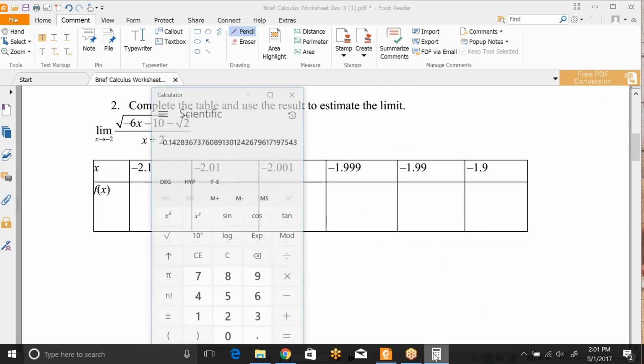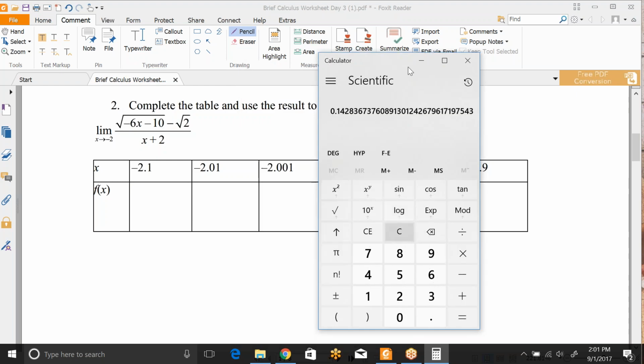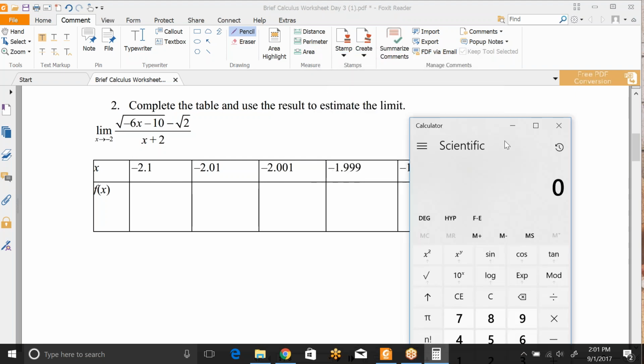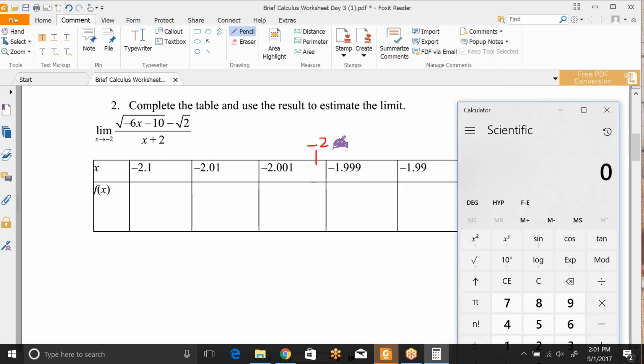So we're going to be doing complete the table and use the results to estimate the limit. That's why we're allowed to round, because it's saying we're estimating it. So this time we're approaching -2, and we're approaching it from both sides. So here's the separator between those two. That's kind of the part we care about.